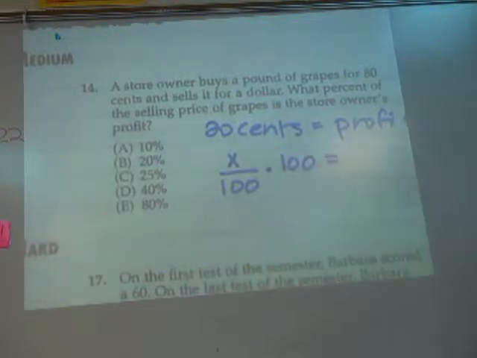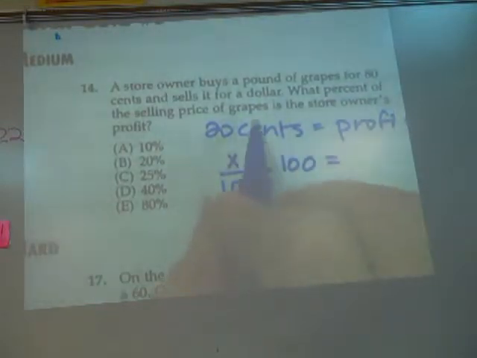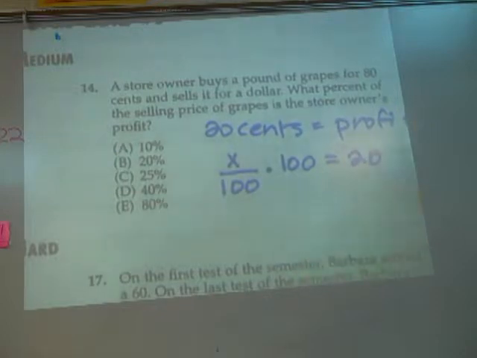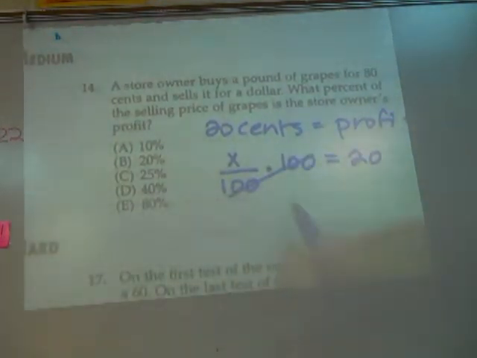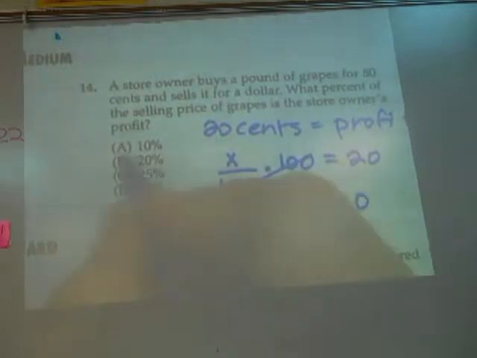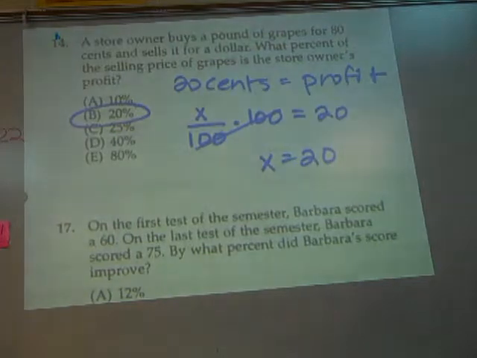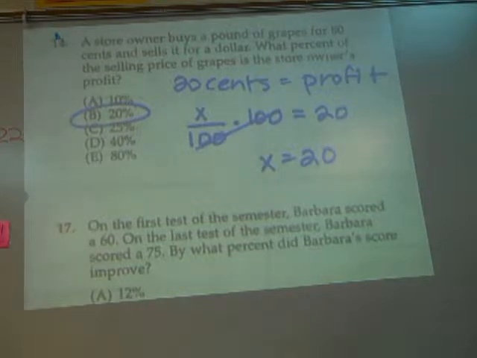You got to make sure your units match. Is 20 cents, and the hundreds cancel out, so it's 20%. It's 20 over 100. It's 20 cents out of 100 cents, or 20%. He's making a 20% profit on the selling price.